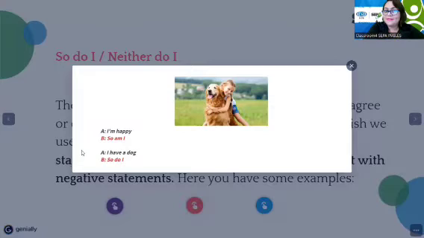If you notice in the structure, we are having the answer using the main verb to be. In the first case it is to be, I'm. In the second one, we have the verb have, and the answer is using the auxiliary do because I'm talking about an action in simple present. And the auxiliary for the person I is do. Okay?